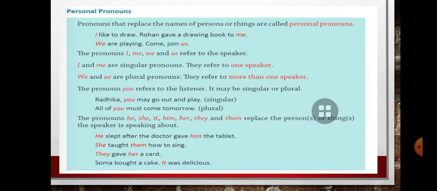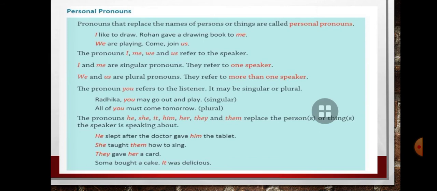The pronouns he, she, it, him, her, they, and them replace the persons or things the speaker is speaking about. The ones we are speaking about are called the third person, and the pronouns used for the third person are he, she, it, him, her, they, them. He slept after the doctor gave him the tablet. She taught them how to sing. They gave her a card.